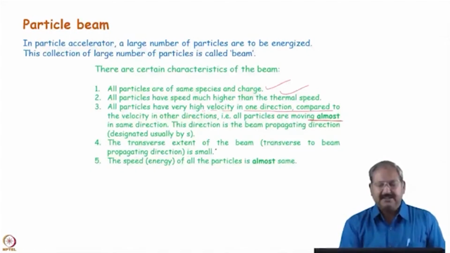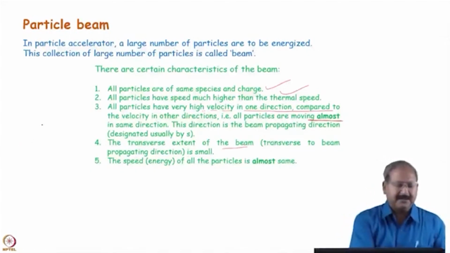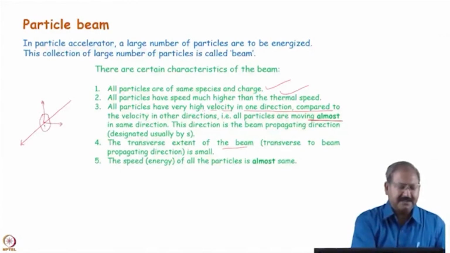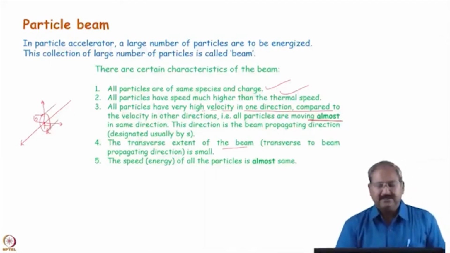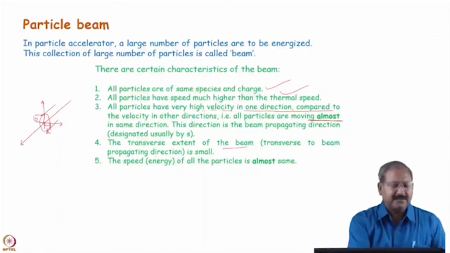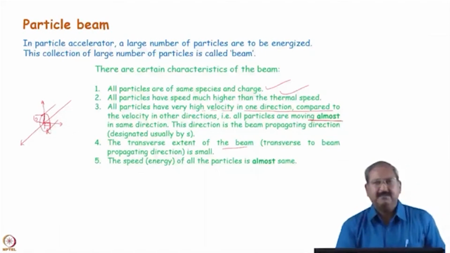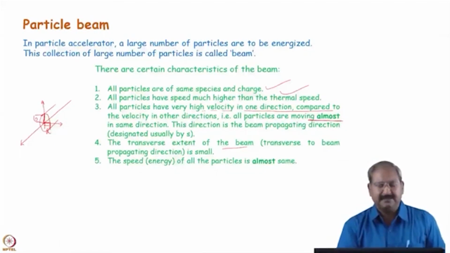And the transverse size: if a beam is coming like this, this is the beam propagation axis, and the beam size transverse to this propagating direction, means this is the A, you can say, and this is the B. So this A and B are much smaller than the length. So the transverse extension of the beam is very small. It may be at the microns level, and in some cases it can go up to centimeters.